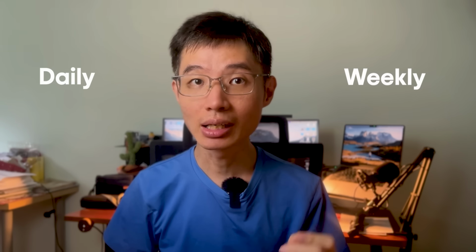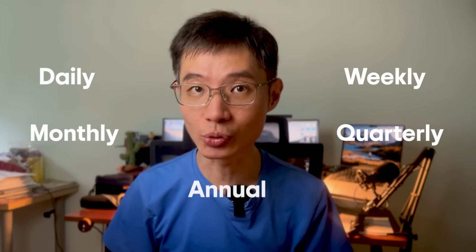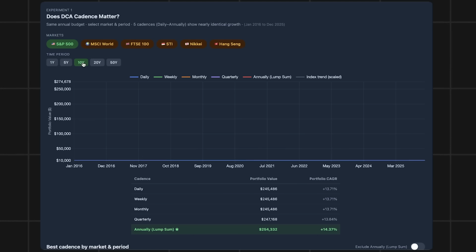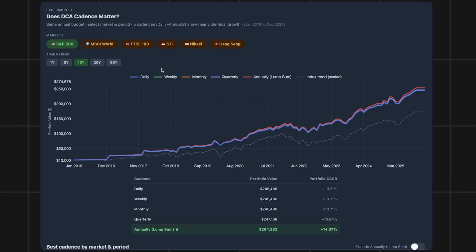To test this, I compared 5 DCA frequencies on the S&P 500, from daily, weekly, monthly, quarterly, all the way to annual, all on a $12,000 annual budget. And here's the results. At just 1 year, the lines look almost identical. This makes sense because the period is just too short for anything to magically compound yet. But what if we zoom all the way out to 10 years? There's still not much difference there because all the strategies still land within a few $100s of each other.